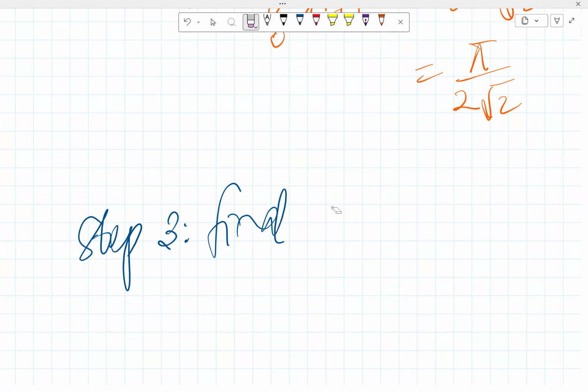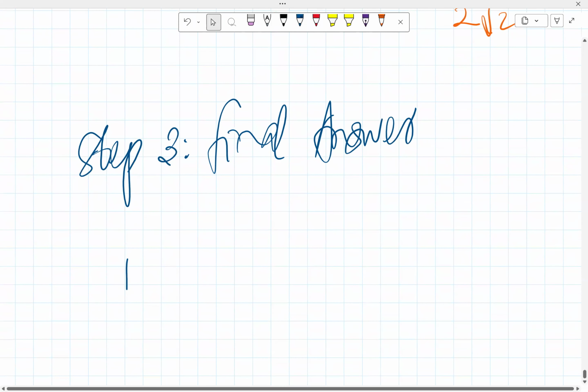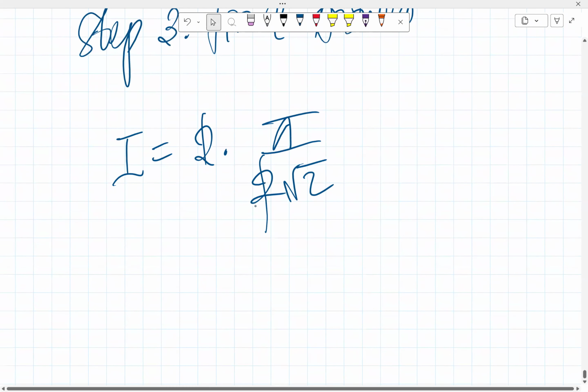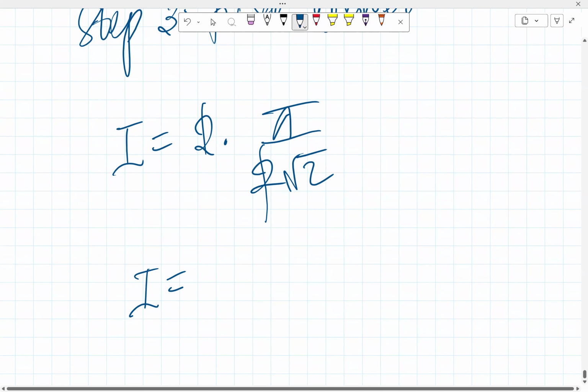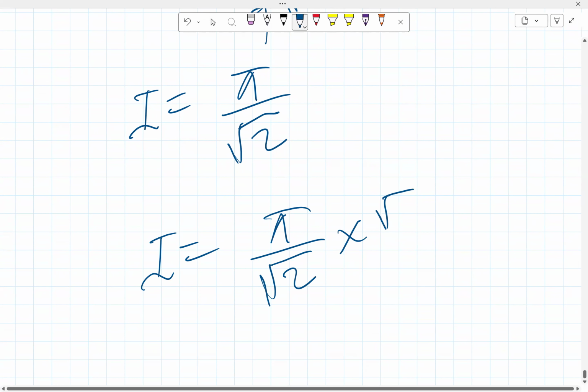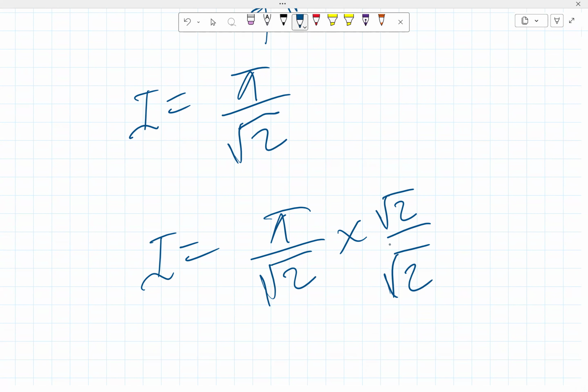So this expression is what we got already. That tells us that I now is equal to 2 times pi over 2 root 2. So this 2 cancels this 2, and I is equal to pi over root 2. We can then rationalize that: I is equal to pi over root 2 times root 2 over root 2. So that means we have I to be pi.